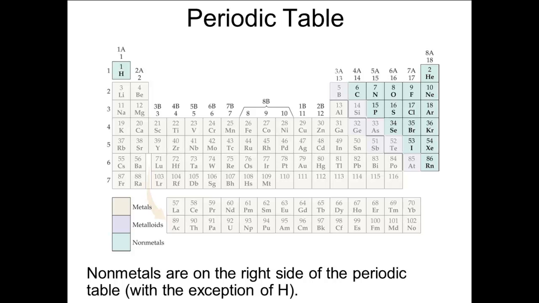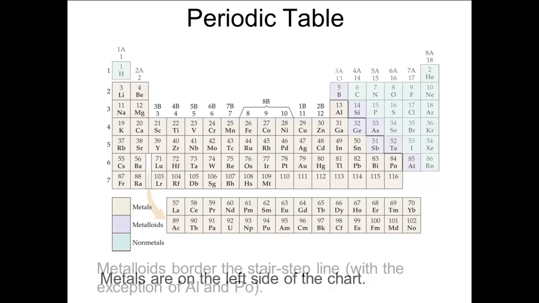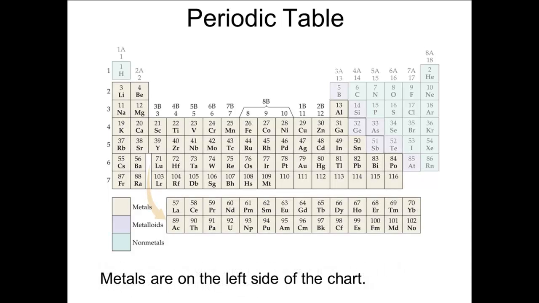Broadly, elements can be broken into 3 types. Nonmetals are found on the right of the table, plus hydrogen. Metalloids, also known as semimetals, are found along the stair-step line of the table. These do not include, however, aluminum and polonium. The rest of the elements, on the left side of the table, are metals.